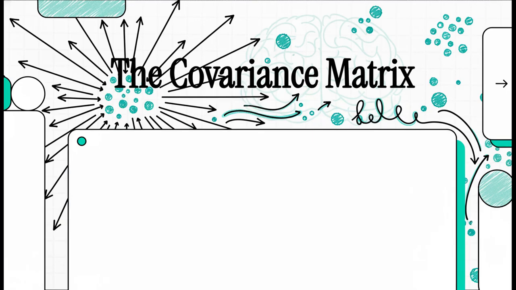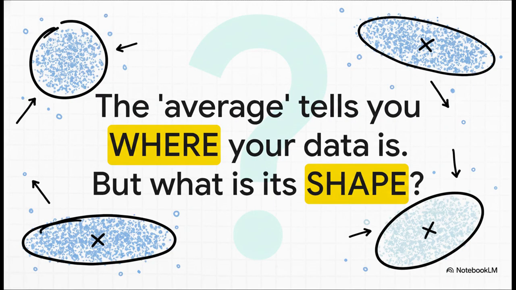All right, today we are going to tackle a concept that sounds pretty heavy, but is actually one of the most important and, believe it or not, intuitive tools in data science, the covariance matrix. By the end of this, you'll see your data in a whole new way. Let's jump right in. So, you know what an average is, right?